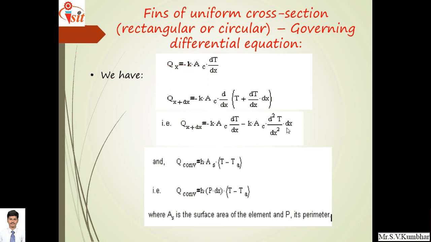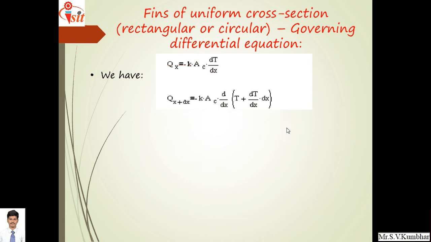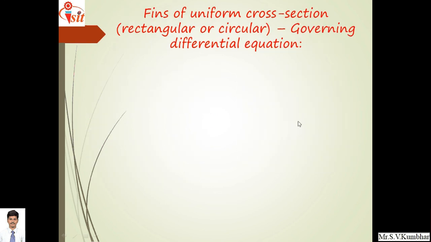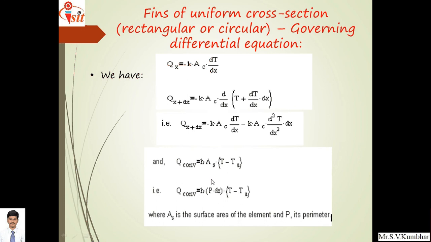And the amount of heat convected from that red colored element, Q convection, is equal to h As into bracket T minus Ta, where T is the temperature of that red colored element and Ta is the ambient temperature. So considering the perimeter, because this area will not be W into T, but it's a perimeter. Heat will be convected along this length, that is, considering only the perimeter. We can write P into dx, that is the surface area, h as the convective heat transfer coefficient, T minus Ta.